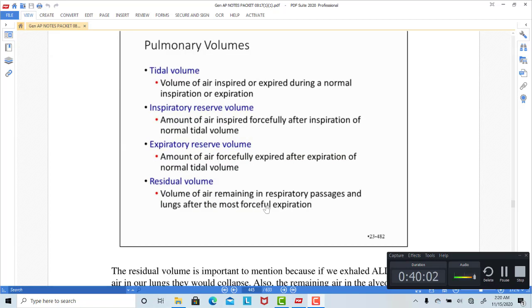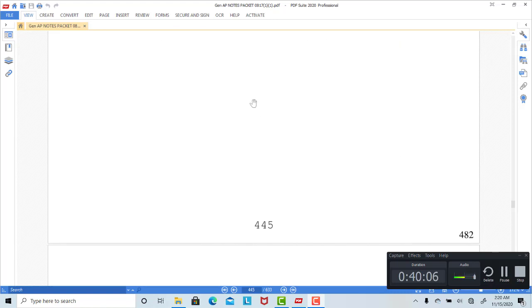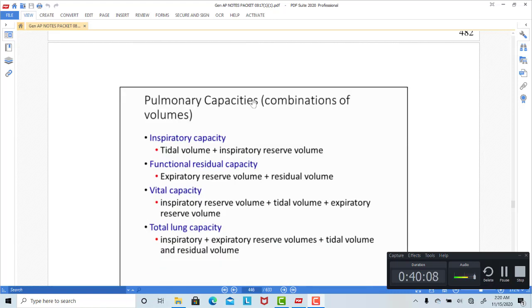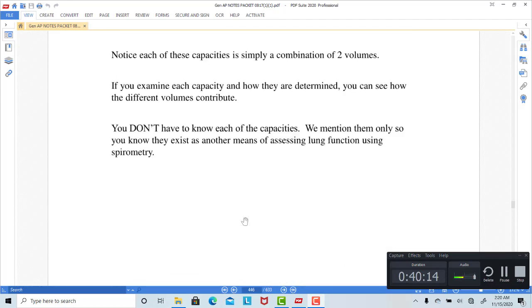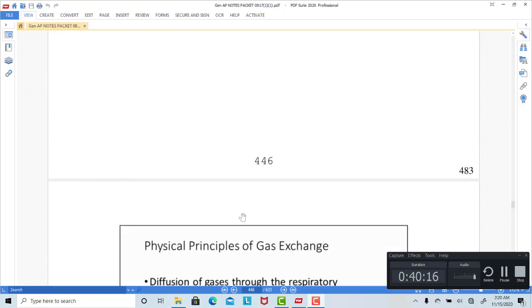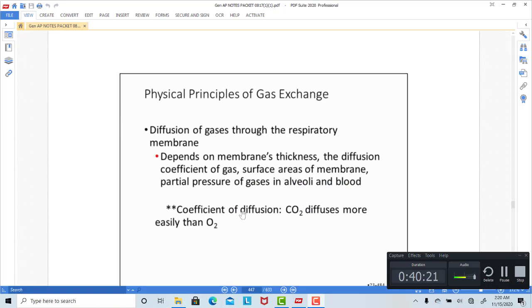So this just gives a little definition to each of those volumes, but again, I'm not going to hold you accountable for that because that's something we really go into detail in advanced A&P. The same thing with the capacities. These are all measurements that we look at if you were looking at patients with lung disease. We really want to look at their lung function over time.